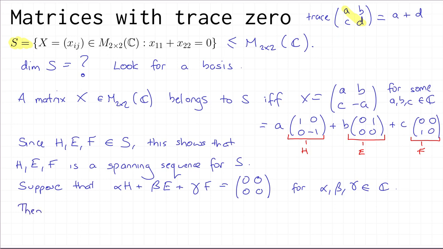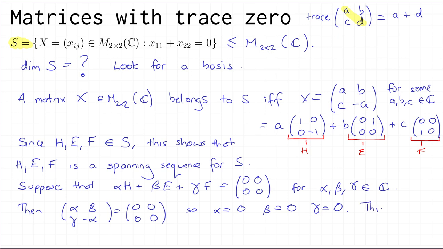Well then, if you do the addition on the left-hand side of that equality, you get alpha, minus alpha, and you get beta here, and you get gamma here, and that's equal to 0, 0, 0, 0. But of course that means the 1,1 entry would tell me alpha is 0, the 1,2 entry would tell me beta is 0, and the 2,1 entry would tell me that gamma is equal to 0. So we've shown that if a linear combination of h, e, f is the 0 vector, then the scalars must be 0. So this shows that the sequence h, e, f is linearly independent, LI for short.